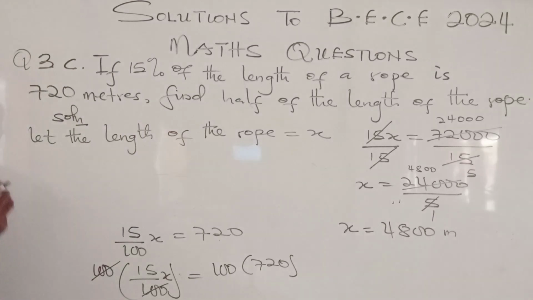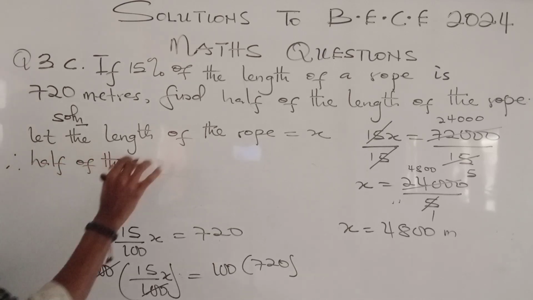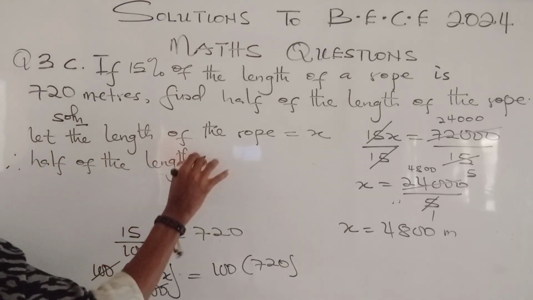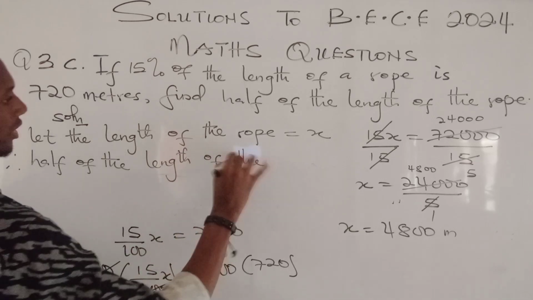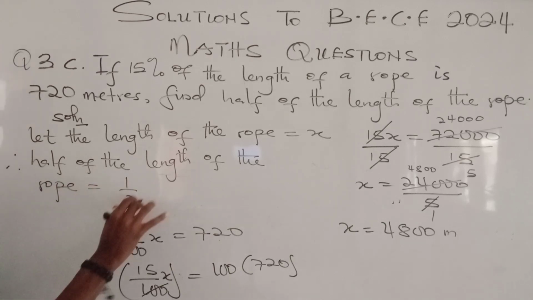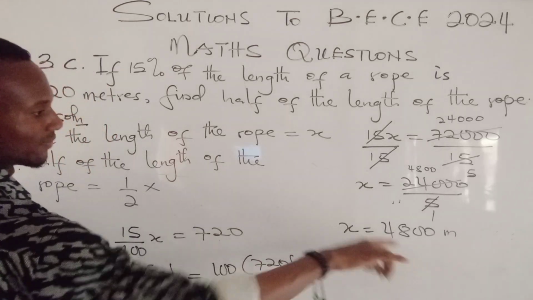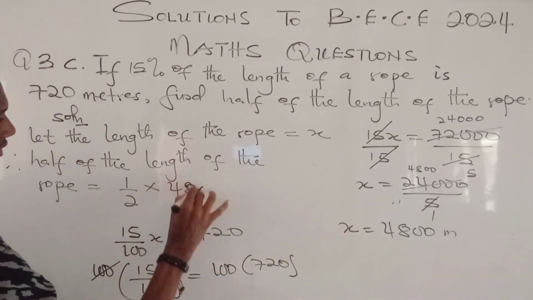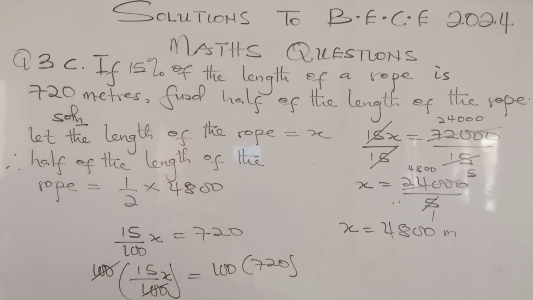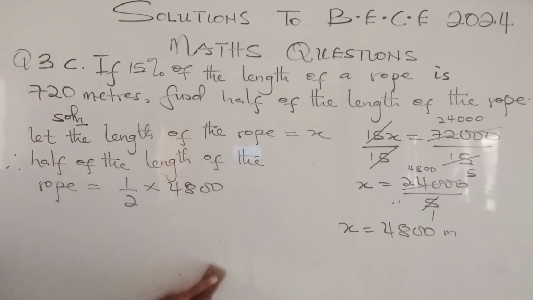So let's go ahead. Therefore, half of the length of the rope will be equal to 1/2 times the full length of the rope, which is 4,800 meters. So 4,800. Let's go ahead and simplify. I need more space, so I'm going to clean this portion to be able to continue.